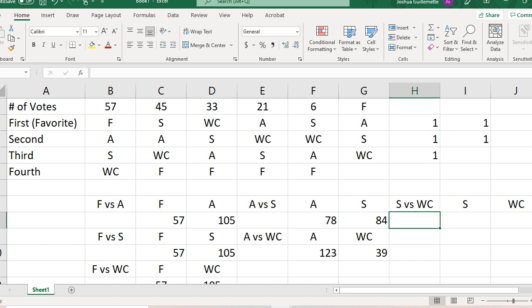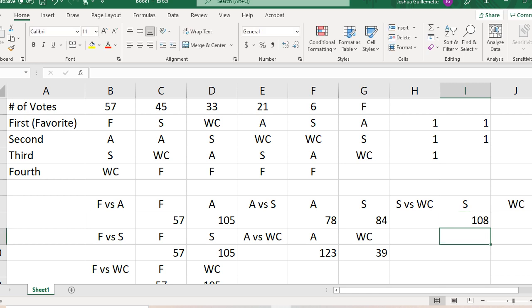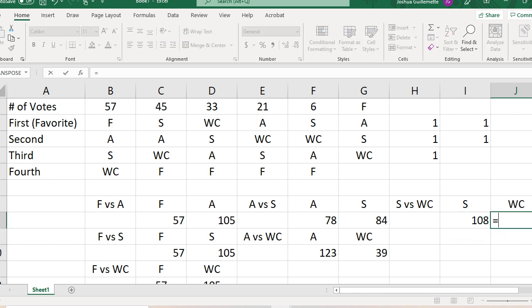Alright, so let's see. Supergirl over White Canary, right? So we know that Supergirl is over White Canary with 57 in that first one. Okay. Supergirl is over White Canary in the other one. Yeah, so that's pretty much going to do it. White Canary beats Supergirl here. White Canary beats Supergirl here. But Supergirl beats White Canary at the end. So she has 108 votes. Again, I think that's going to be really hard to overcome.